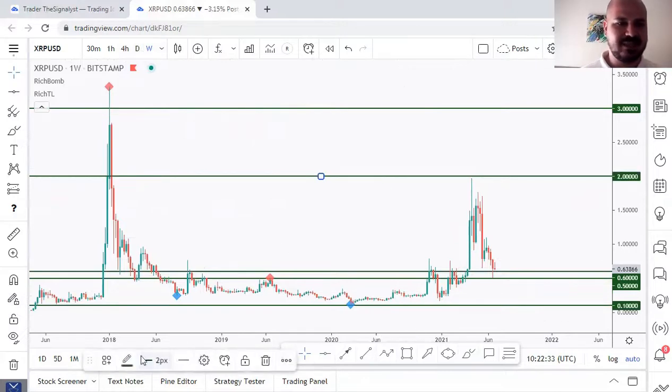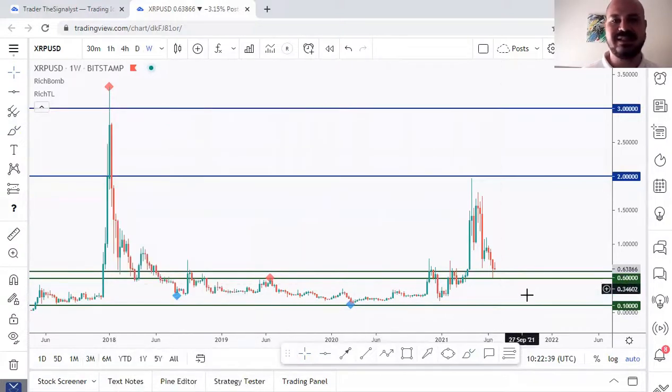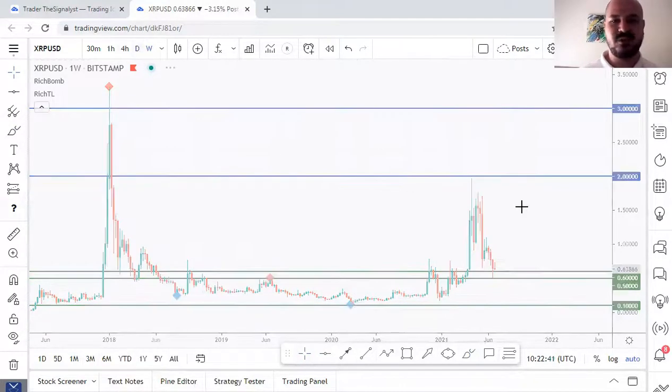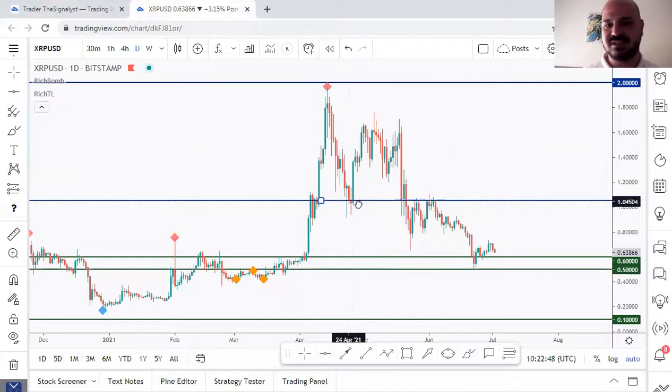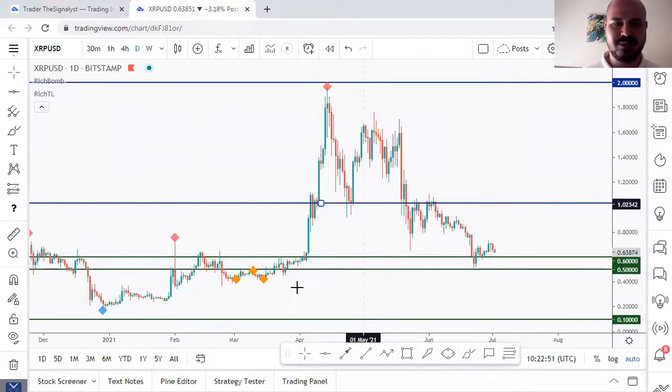But first, let's make these ones in blue because they are acting for now as resistance, and the green ones are acting as support. If you go to daily time frame, where's our 1? It would be around here. All right, and let's draw it. And of course, it's an entire zone and not a laser level. You already know it. So here's our round number 1.